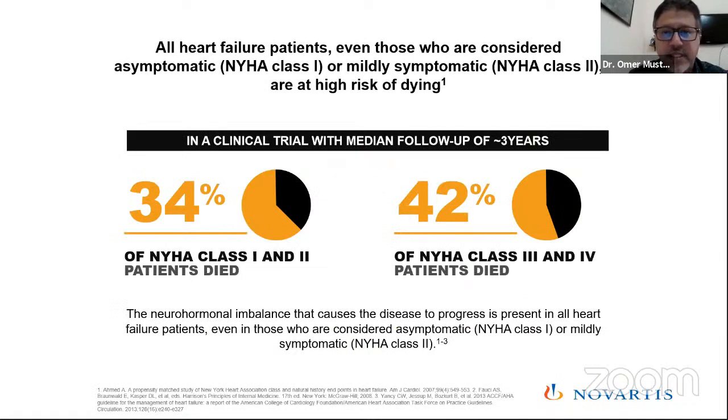Also, heart failure patients, even those who are considered asymptomatic, that's exactly what I told you, or mildly symptomatic class 2, they also are at a high risk of dying. So clinical trials with median follow-up of 3 years have shown that almost 34% of patients of class 1 and class 2 heart failure have mortality, compared to 42% with class 3 or class 4. So these are very important facts, and we need to keep these in mind while treating such patients.